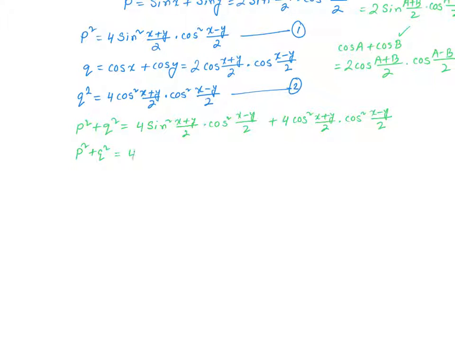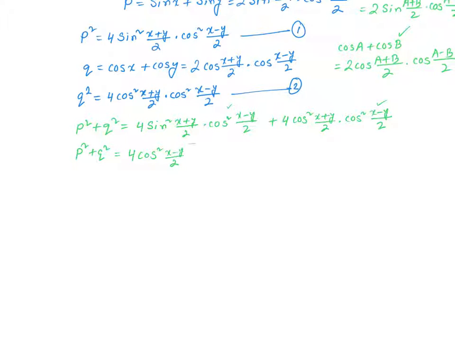Definitely I could factor out a 4. Can we do better than that? Is there anything else? Yes, as it turns out, I could factor out cosine square x minus y. See, there is a cosine square x minus y, cosine square x minus y. So I could factor out cosine square of x minus y over 2, right?